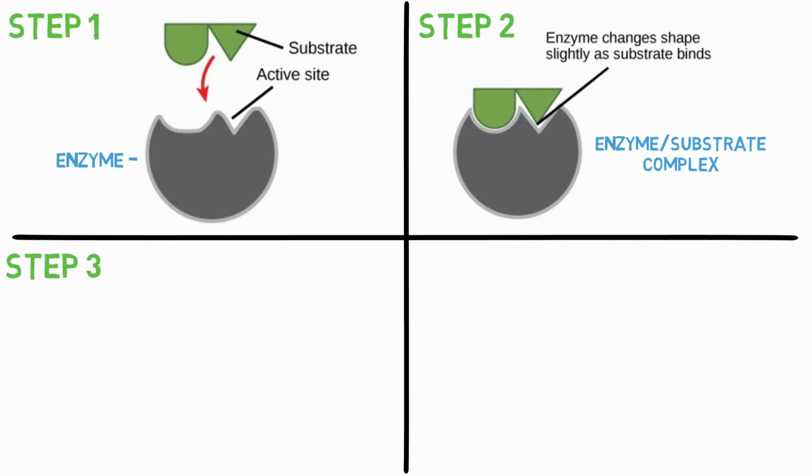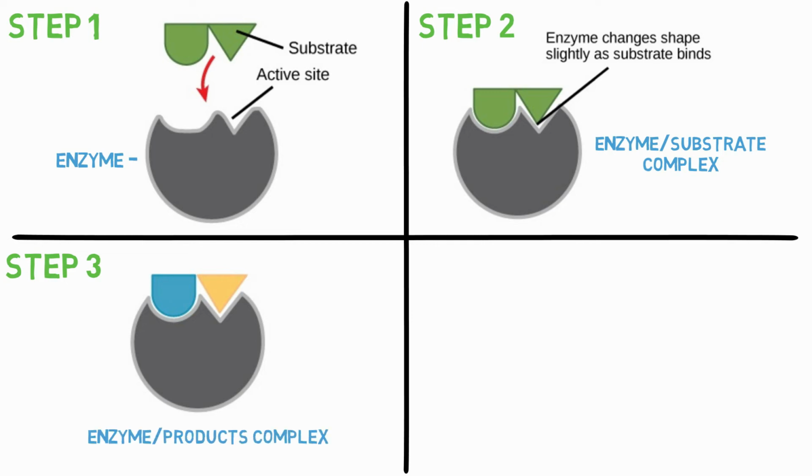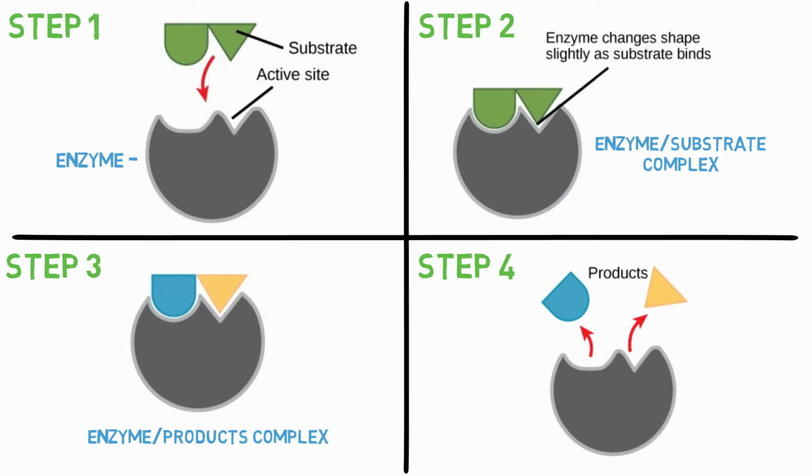Step 3. The enzyme does its magic to break the molecule down and or form a new molecule. Once the reaction is complete, you are left with the enzyme products complex. And in the 4th and final step, the enzyme releases the products from its active site and changes back to its original position, ready to receive another substrate.